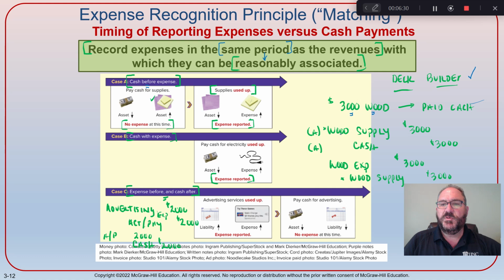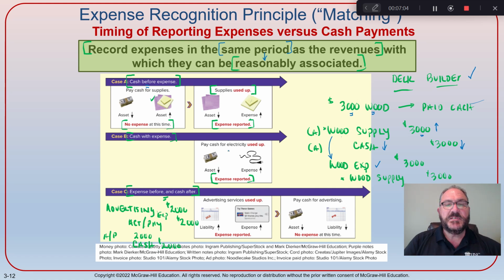You put it in inventory, wood supply 3,000. That's an asset that's increasing. And you got cash, an asset that's decreasing because you bought. So this is basically an inventory, right? Now, later on, you use that wood to build a deck. Then it becomes wood expense. So it comes out of supplies and goes to expense. Think of it like inventory, okay?